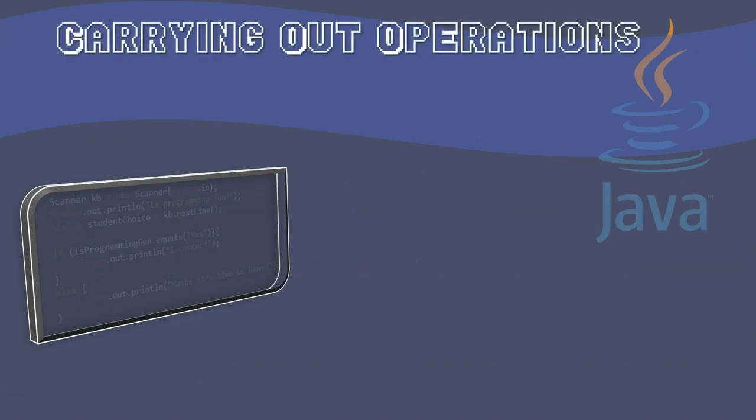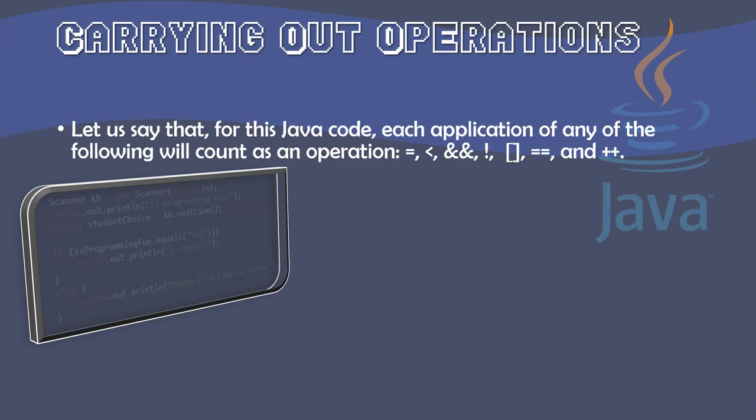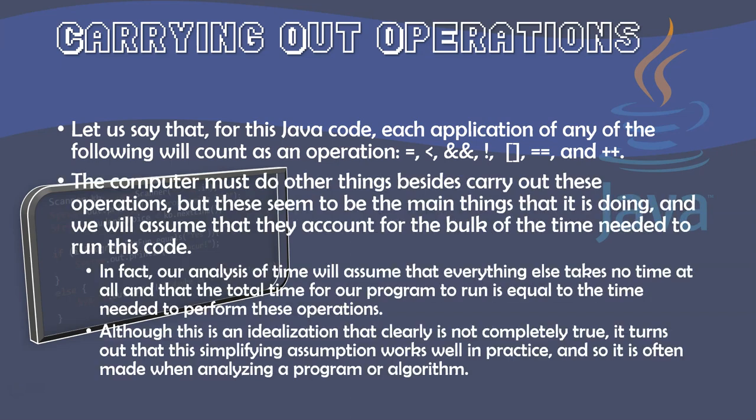So when we look at those operations, we start asking about carrying them out. Let's just say in the Java code, each application of the following would count as an operation: equals, which is an assignment statement, less than, and, not, any kind of brackets, equals to, and plus plus. Those are all operators that we can use. The computer must do things besides carry out these operations, but these seem to be the main things it is doing in that line of code we had previously, and we assume they account for the bulk of the time needed to run that code.